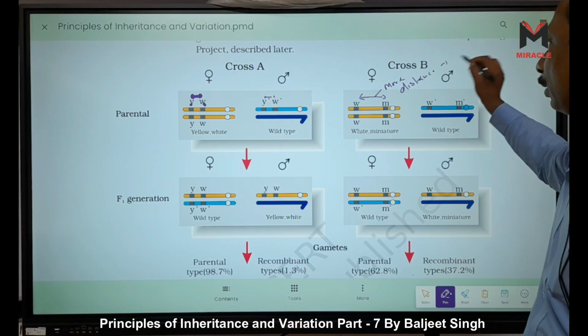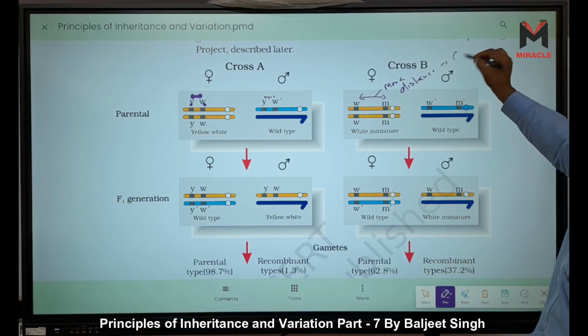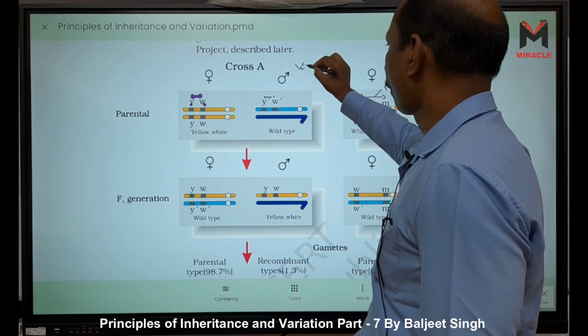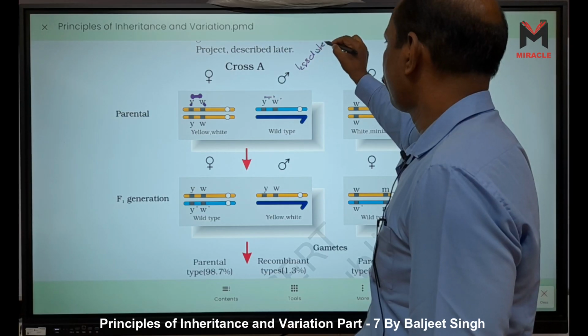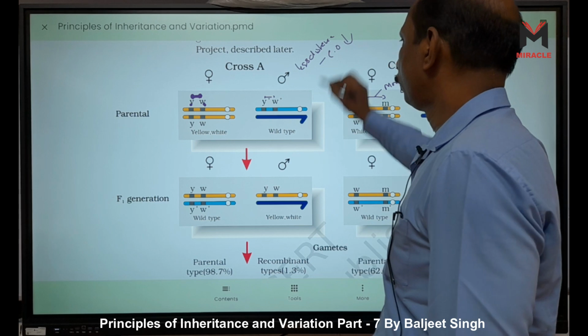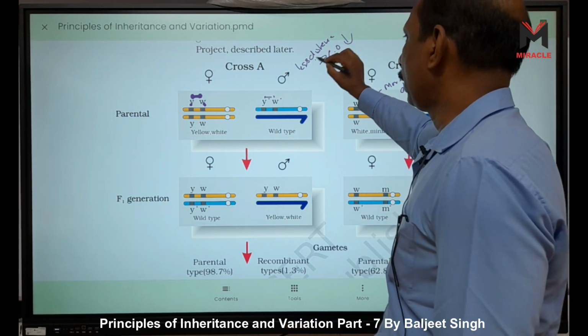More distance means the possibility of crossing over is high. Less distance means the possibility of crossing over is low.